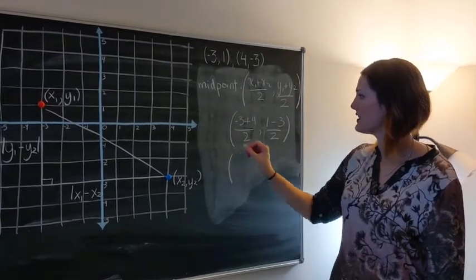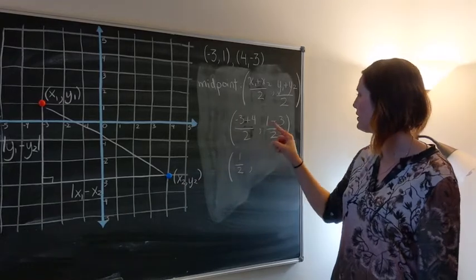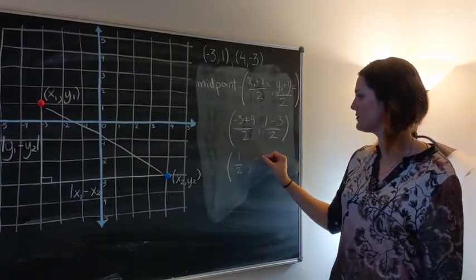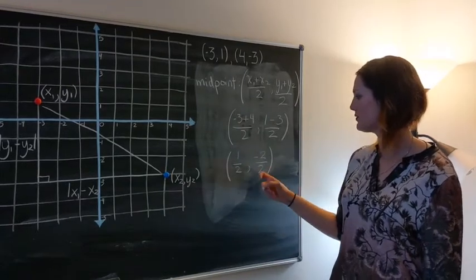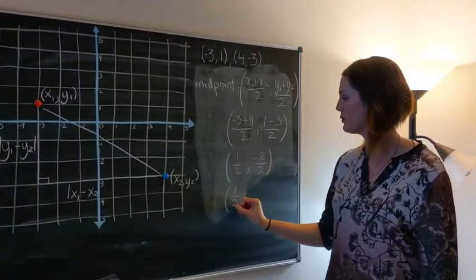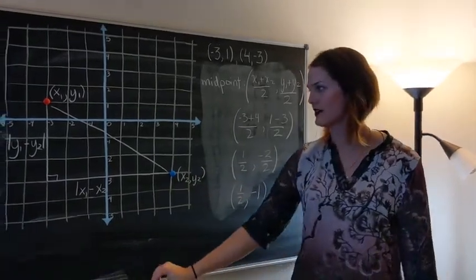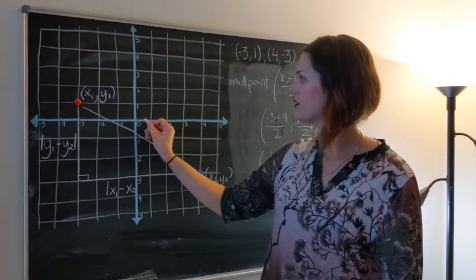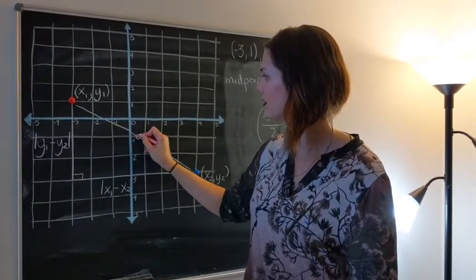Now if we simplify this, -3 plus 4 is +1, and 1 minus 3 is -2. So we get 1 over 2, -2 over 2, and of course this y coordinate will then simplify to -1. So our midpoint will be (1/2, -1), and we can verify on our graph that that seems reasonable by going to (1/2, -1) here.